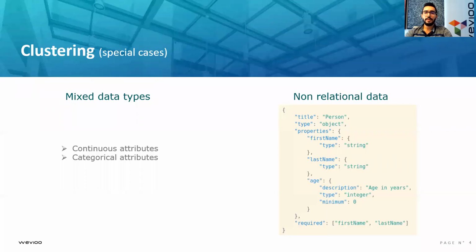So we might sometimes be dealing with special cases like working with mixed data types, where we have continuous and categorical attributes in our data set, or, for example, working with non-relational data, like in the example below, which is a well-known JSON format, a key-value JSON format. But sometimes we might have some keys, like required, that might have multiple values.